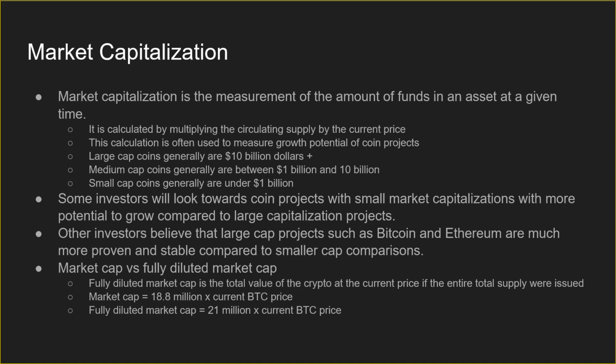Now, this is something that can be applied to Bitcoin because we know that there can only be 21 million Bitcoin. There is a fixed maximum supply. Whereas with something like Ethereum, there is no fixed maximum supply. So a figure such as fully diluted market cap cannot always be applied in every single situation.